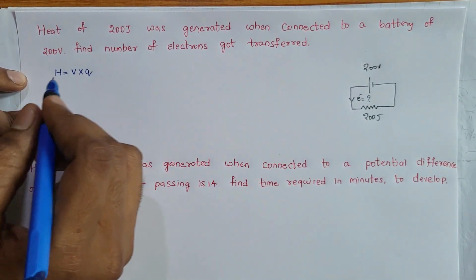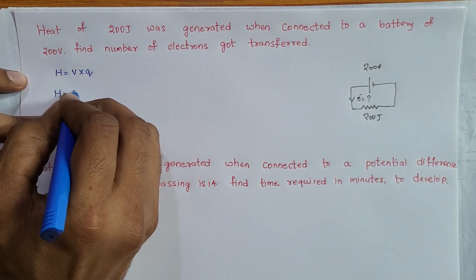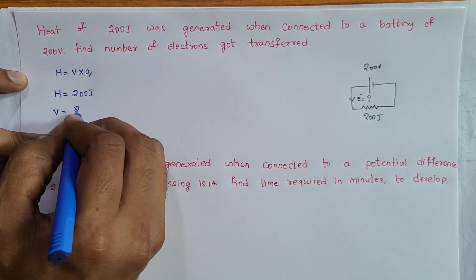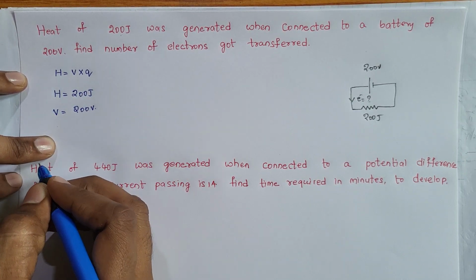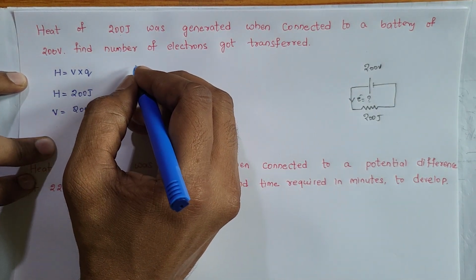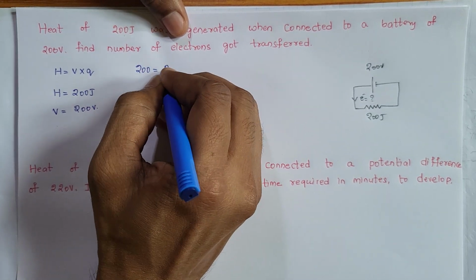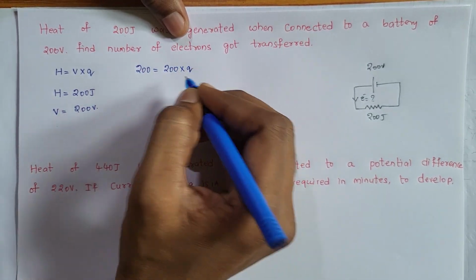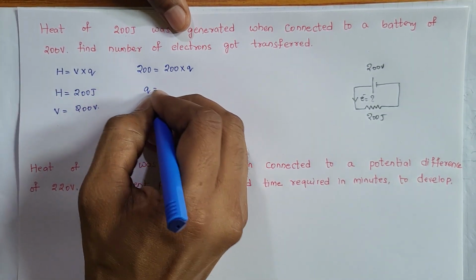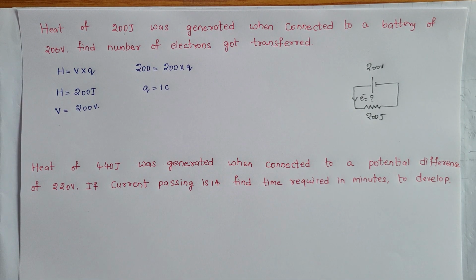Okay. So now let us see how much heat they gave. They gave heat H is equal to 200 joules and the potential difference V is equal to 200 volts. Substitute these two in the formula. We are going to get Q first. If we substitute this, we are going to get 200 is equal to 200 into Q. H is 200, V is 200. So Q is going to be 1 coulomb. Okay, so 1 coulomb of charge is being transferred.